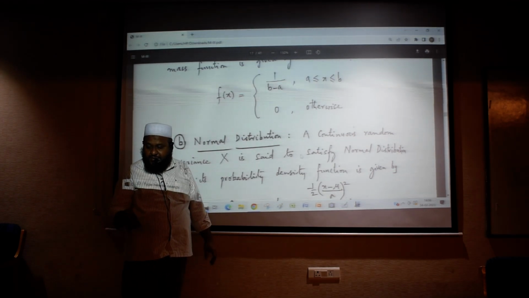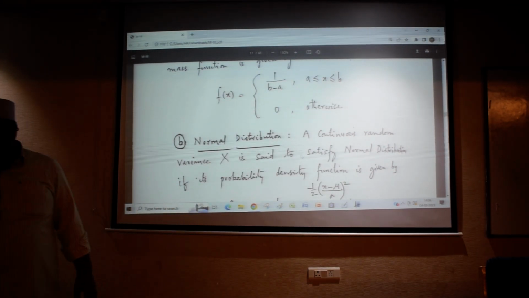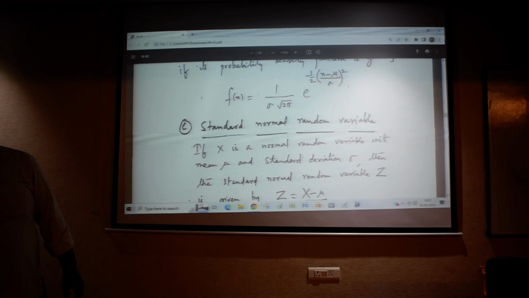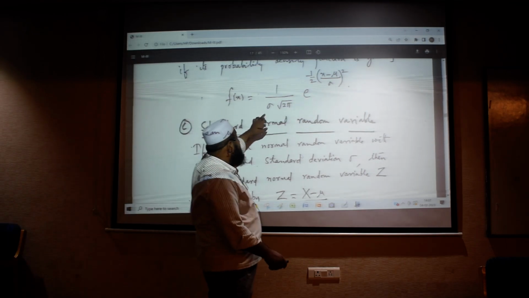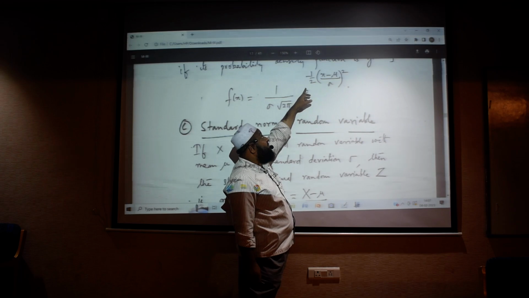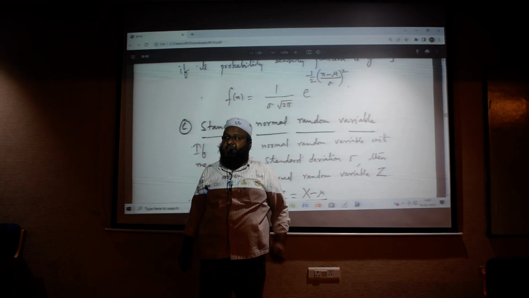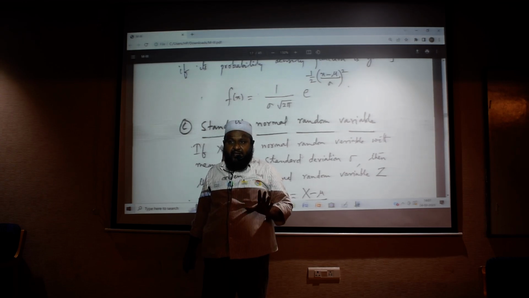What is the normal distribution then? A random variable x is said to satisfy normal distribution if its probability function is given by f of x equal to 1 by sigma root 2 pi into e to the power of minus half into x minus mu by sigma whole square. But we will not be using that function, it's only for the definition I have written. Is it clear?